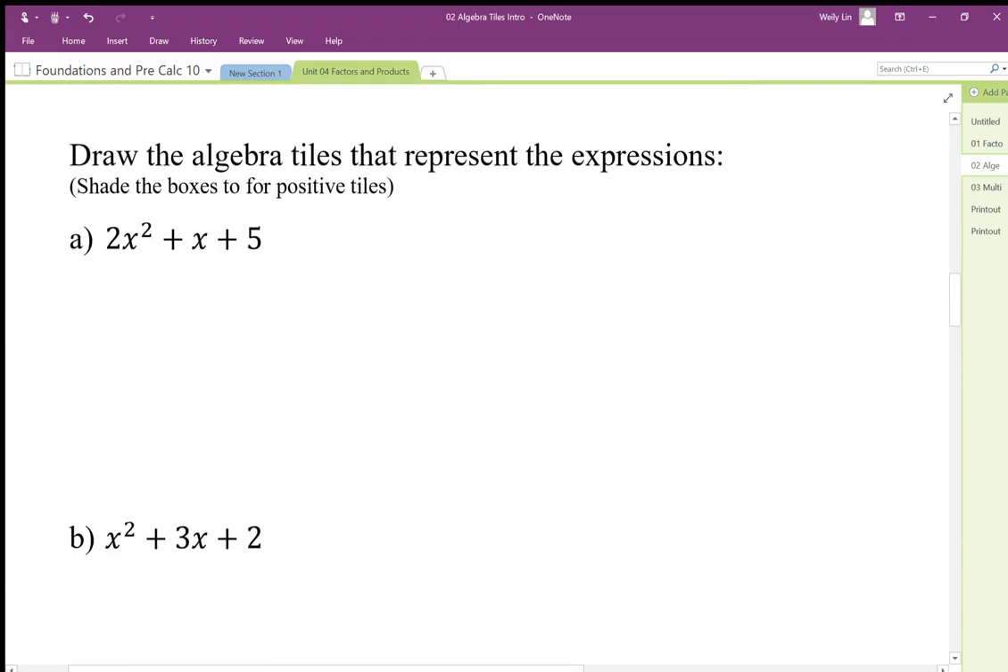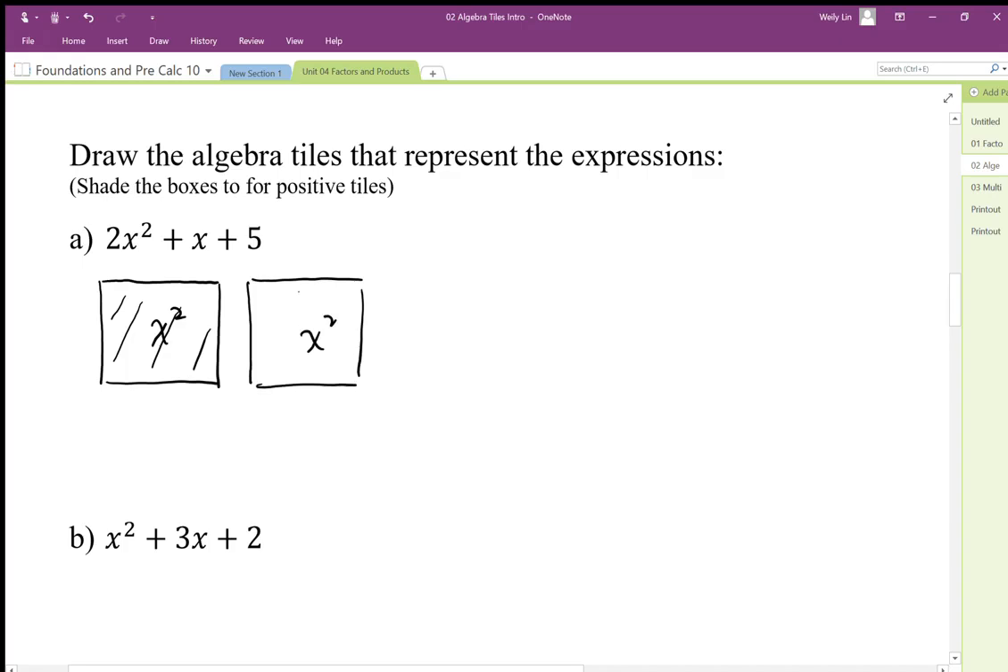When we have these expressions, we want to be able to show them with tiles. Since we probably don't have color, if you have color, that's great, but if you don't, we're just going to draw these tiles shaded as positive and white as negative. So there's an x squared tile. We're just going to shade that in. And since it's 2x squareds, we have 2 groups of x squareds. So it's going to look like that.